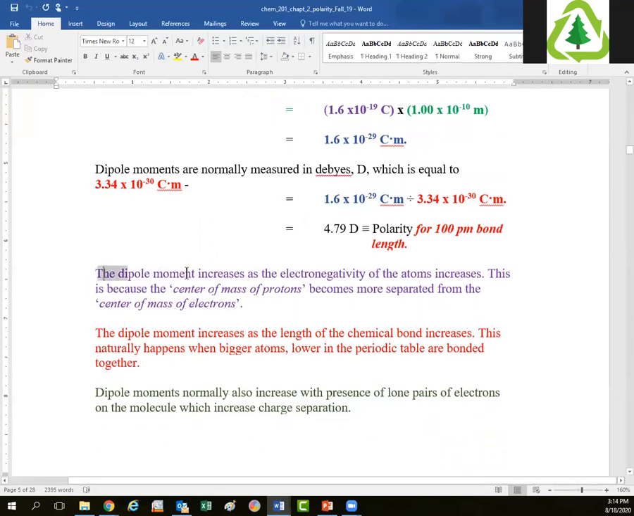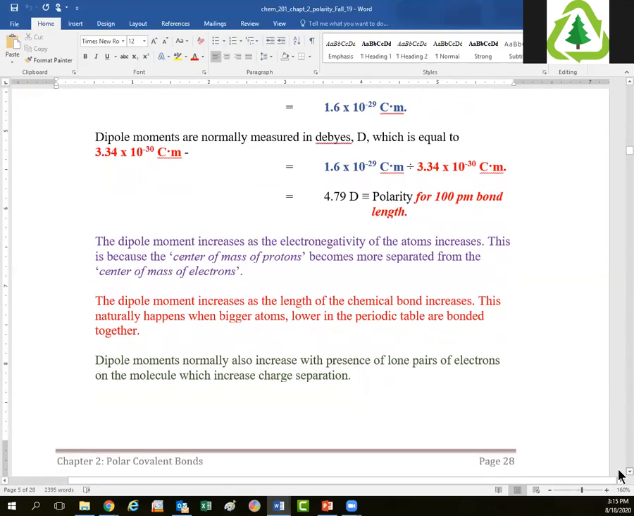Just keep in mind that dipole moment increases as the electronegativity difference of the atoms increases, creating greater polarity. That's because the center of mass for protons becomes more separated from the center of mass for the electrons as we get greater differences in electronegativity. The dipole moment also increases as the length of the chemical bond increases. And the chemical bond length will increase as we start to use elements lower down in the periodic table. The lower down in the table, the more shells the atom has, and so the greater the bond length will be from nucleus to nucleus. And finally, the dipole moments normally also increase when one or more of the atoms has lone pairs of electrons. It increases that separation of positive mass and negative mass when there's lone pairs of electrons centered around one of the atoms as well.